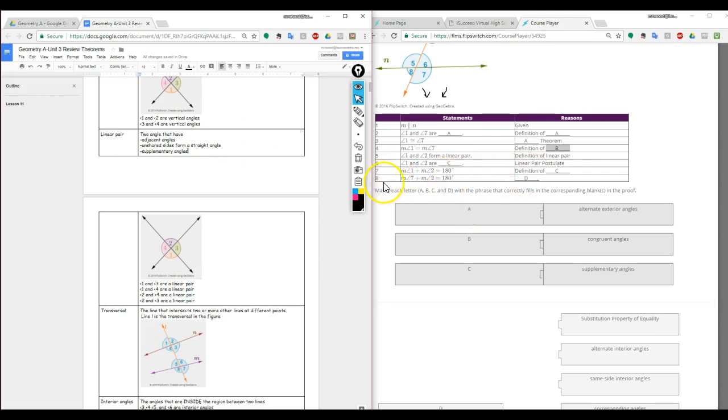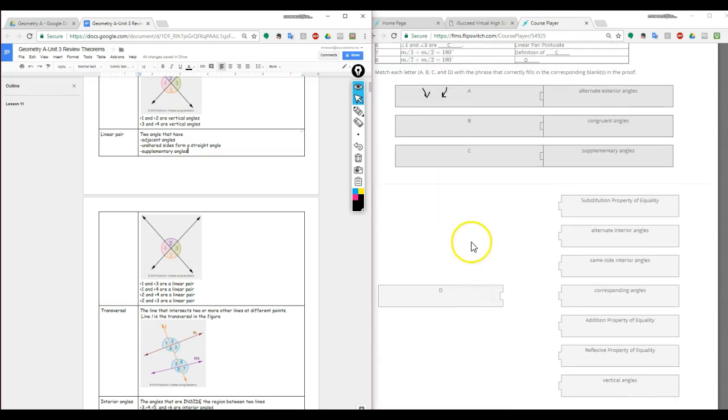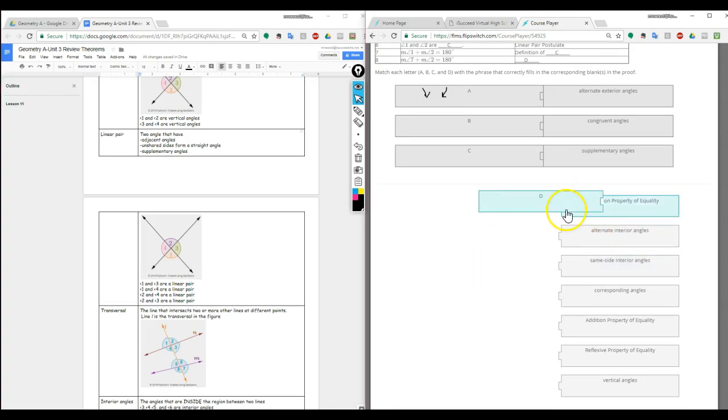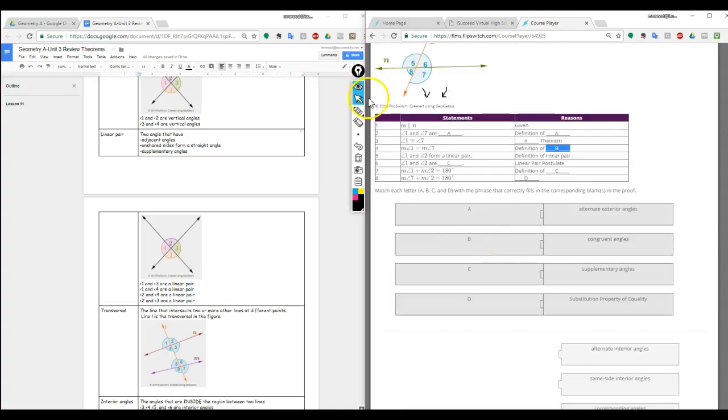Okay, and then if we look at 8, measure of angle 7 plus measure of angle 2 equals 180 degrees, blank D. So what happened here? Well, if I look at statement 7, they had measure of angle 1, and in statement 8, they had measure of angle 7. And they are stating back in statement 4 that measure of angle 1 is equal to measure of angle 7. So they substituted 1 and 7 with 7. So there is our first proof.